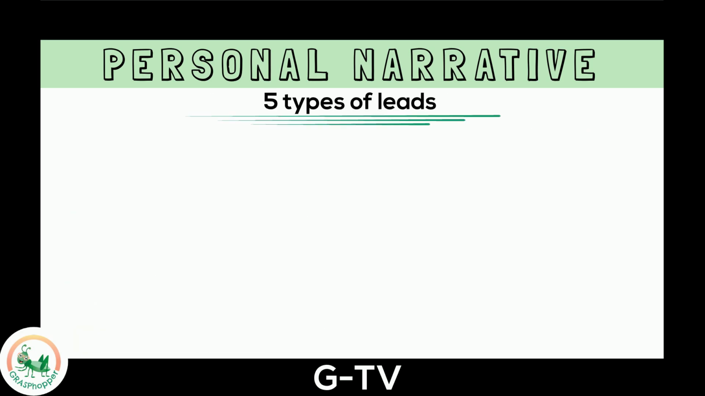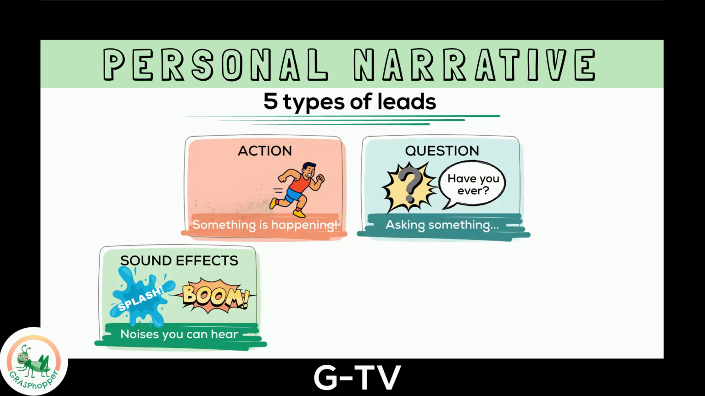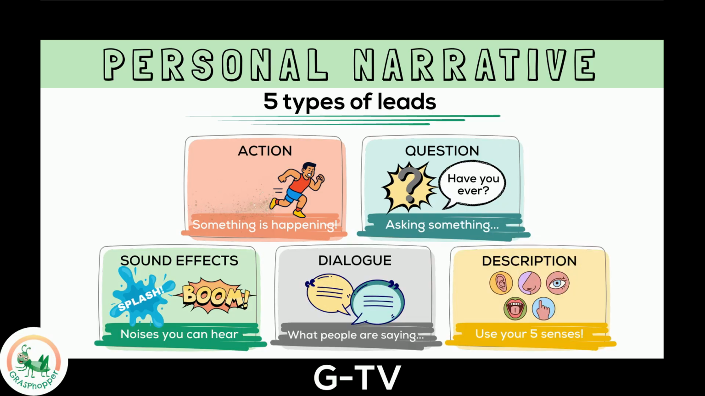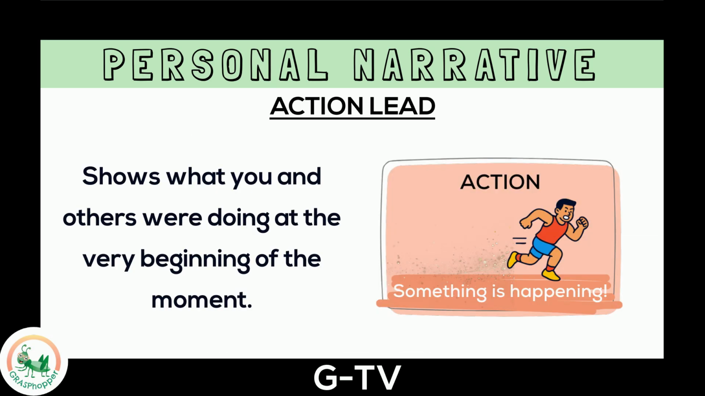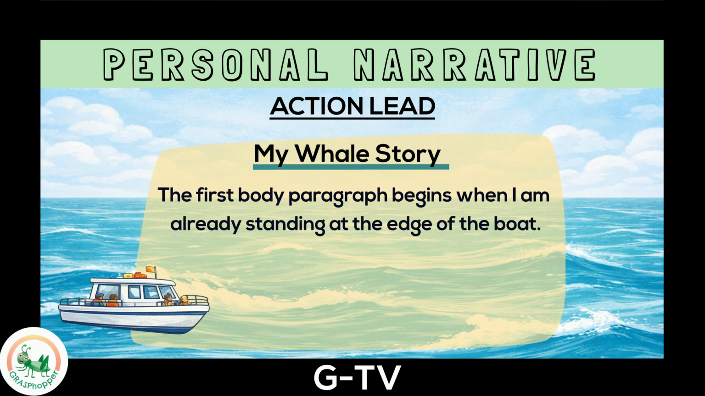There are 5 types of leads that you can choose from: action, question, sound effects, dialogue, and description. Let's take a look at each one. An action lead shows what you and others were doing at the very beginning of the moment. In my whale watching story, the first body paragraph begins when I'm already standing at the edge of the boat.